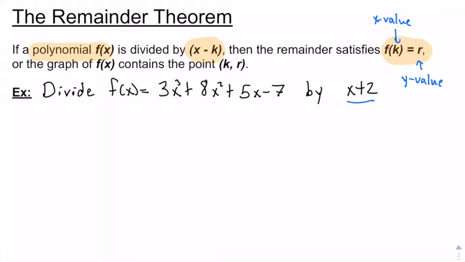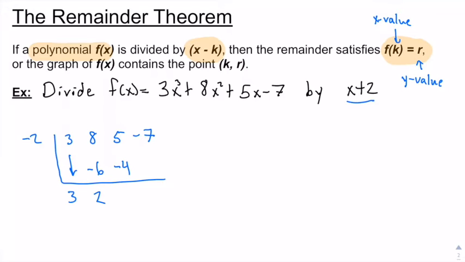Remember, this is x plus 2, so that means there's a minus 2 outside of the box. Then we have 3, 8, 5, negative 7. And we just start with our method here. Bring 3 outside. 3 times negative 2 is negative 6. 8 plus negative 6 is 2. 2 times negative 2 is negative 4. 5 plus negative 4 is 1. 1 times negative 2 is negative 2. And negative 7 minus negative 2, or plus, sorry, is negative 9.